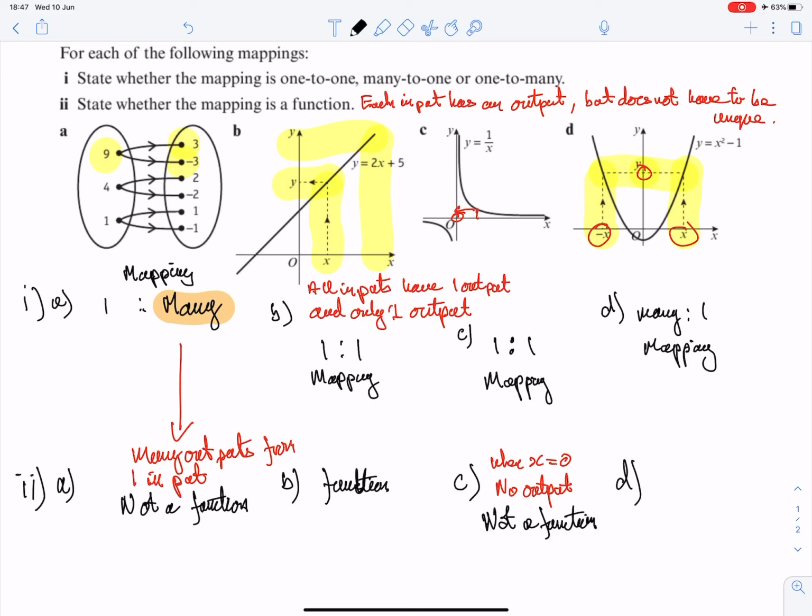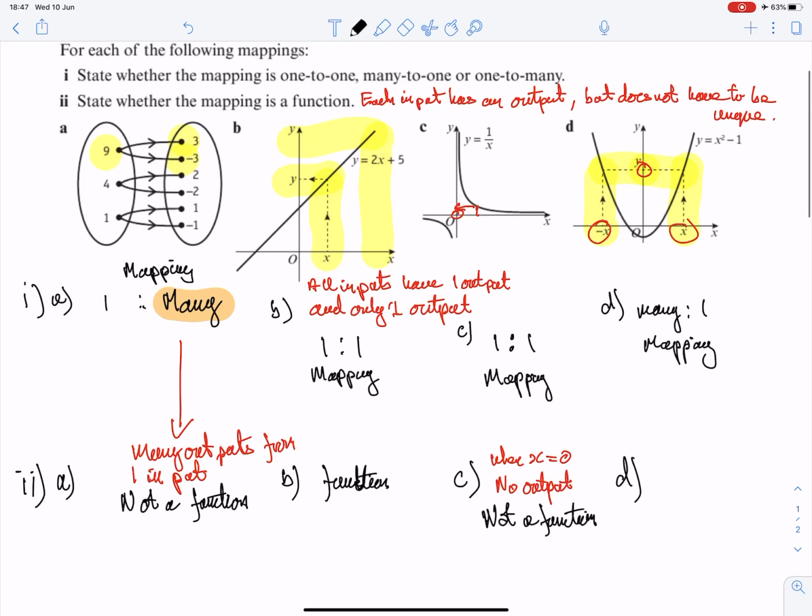Part D, many to one. As long as we've got the 1 on the output and each input gives an output, so each one of these inputs gives an output, and each input gives only one output, then that is going to be a function.